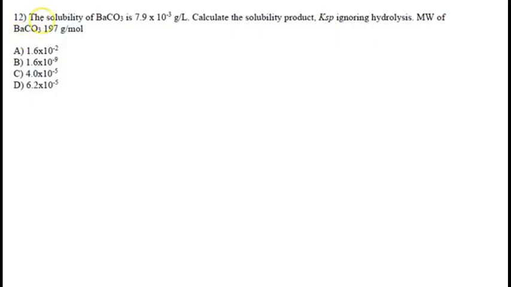For question 12, it says the solubility of BaCO3 is 7.9 times 10 to the negative 3 grams per liter. Calculate the solubility product, KSP, ignoring hydrolysis. What it means by ignoring hydrolysis is that we don't consider any of our ions reacting with water. Now, this is the molecular weight of BaCO3, which is 197 grams per mole.